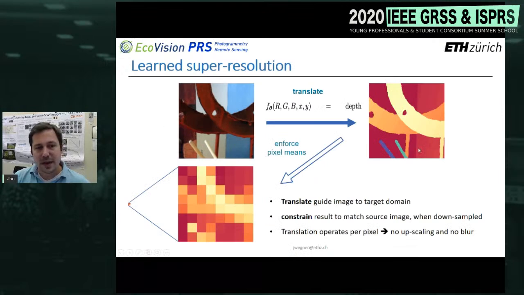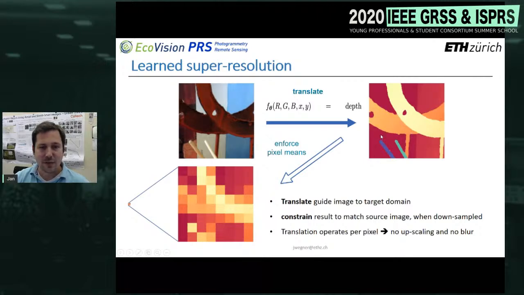And this is how it looks. We start from the RGB image, and we train a direct mapping with a deep net from each pixel value to the depth value, to the target space. Of course, this wouldn't work very well. We would get a lot of noise, because color alone and even a bit of context does not tell you enough about the depth. So we need a very good constraint.